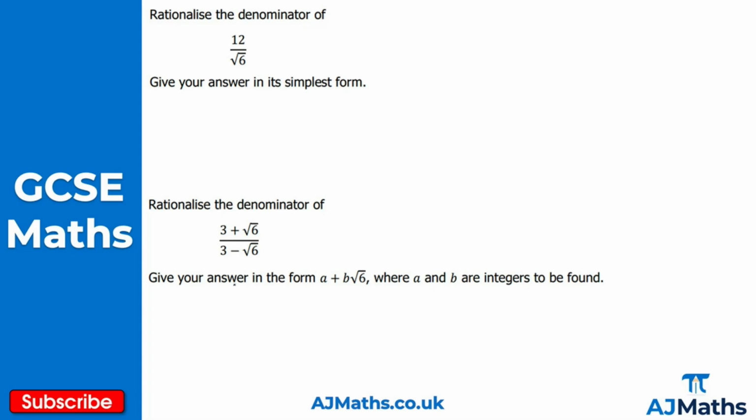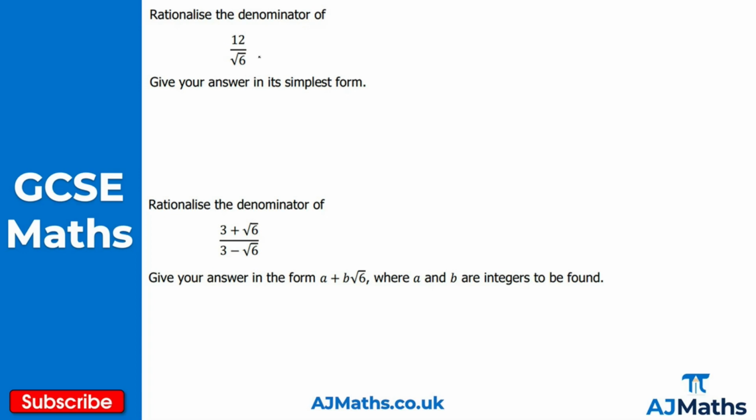And same again here with this second example, we don't want this minus root 6 here. So again, we just rationalize the denominator. So how do we actually rationalize the denominator? Well, there's two different types here. This first one is quite a straightforward example. The second example here is a little bit more complicated, so let's just start with this first one.